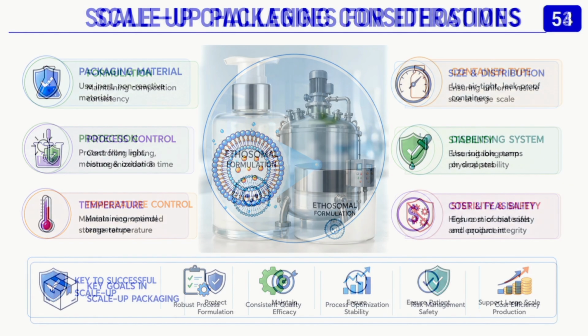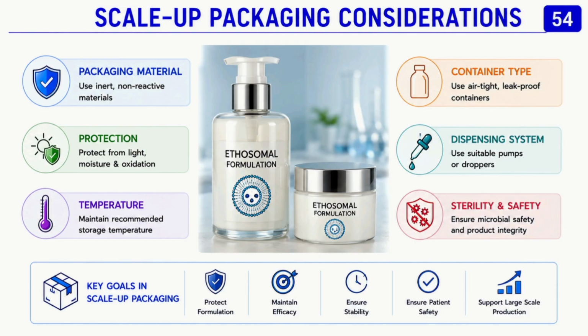Okay, packing considerations. Packing is particularly important because ethanol is volatile in nature. A formulation stored in an unsuitable container may experience ethanol loss. This can alter the vesicle characteristics and potentially reduce the performance. Therefore, the container should provide an appropriate protective environment against evaporation and environmental exposures. The packing system should also be compatible with the phospholipids and the formulation components. Container closure integrity and stability testing become important during product development.